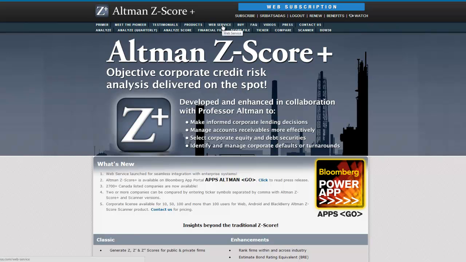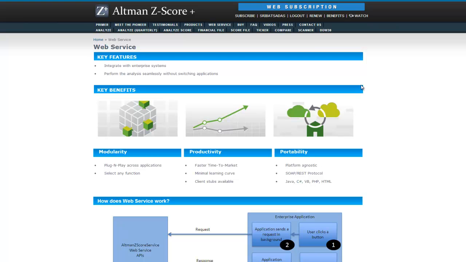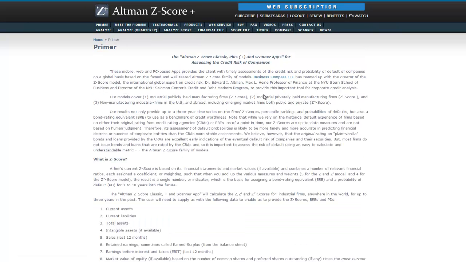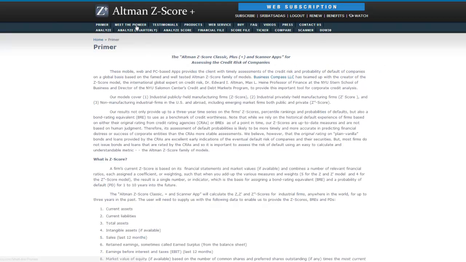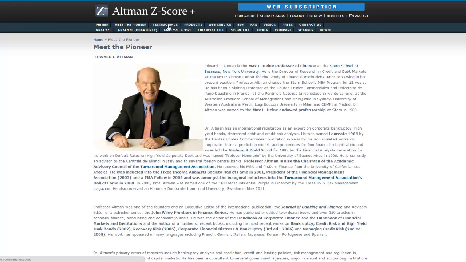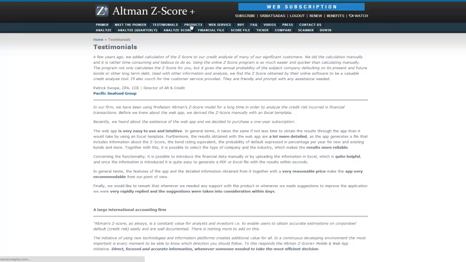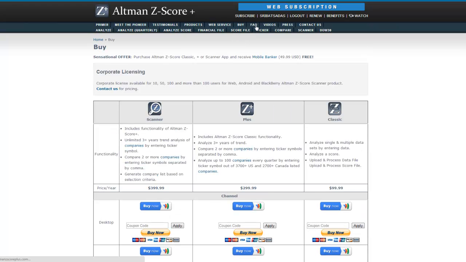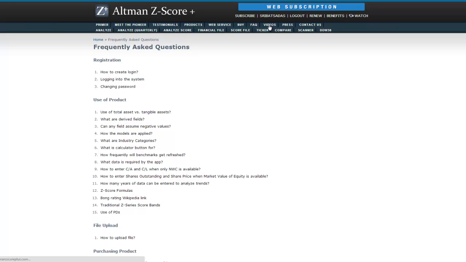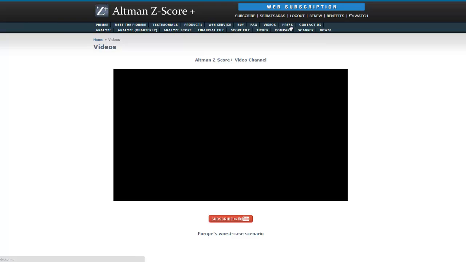And if you would like to integrate your corporate systems, we have web services available that can integrate to the system seamlessly. And here we have a primer that explains how we have gone about calculating the scores, bond rating equivalent, default probability, and especially the use of probability of default and how we have derived it. And here a little bit of bio about Professor Altman, and here some of our testimonials and the list of products. And if you would like to purchase, a lot of your questions might be addressed by looking at the FAQ, and we have plenty of videos that will help you to understand what the application does. And there are some news items about us, and to contact, please hit contact us.